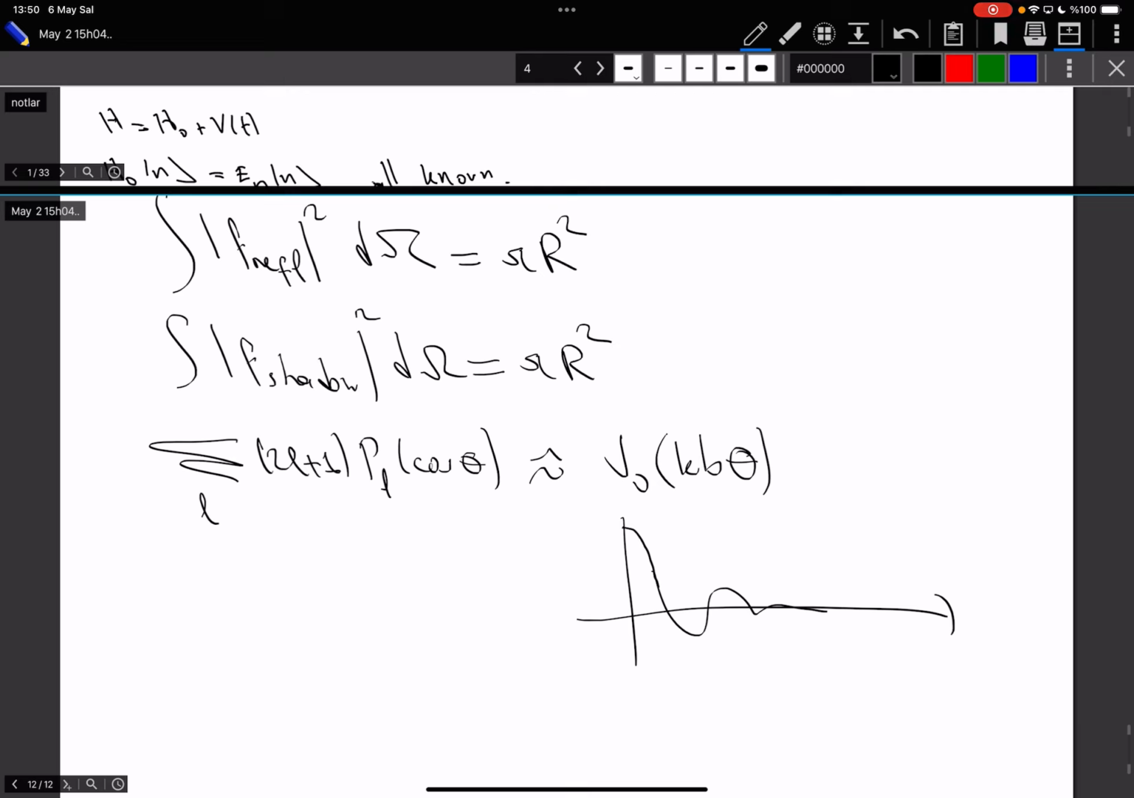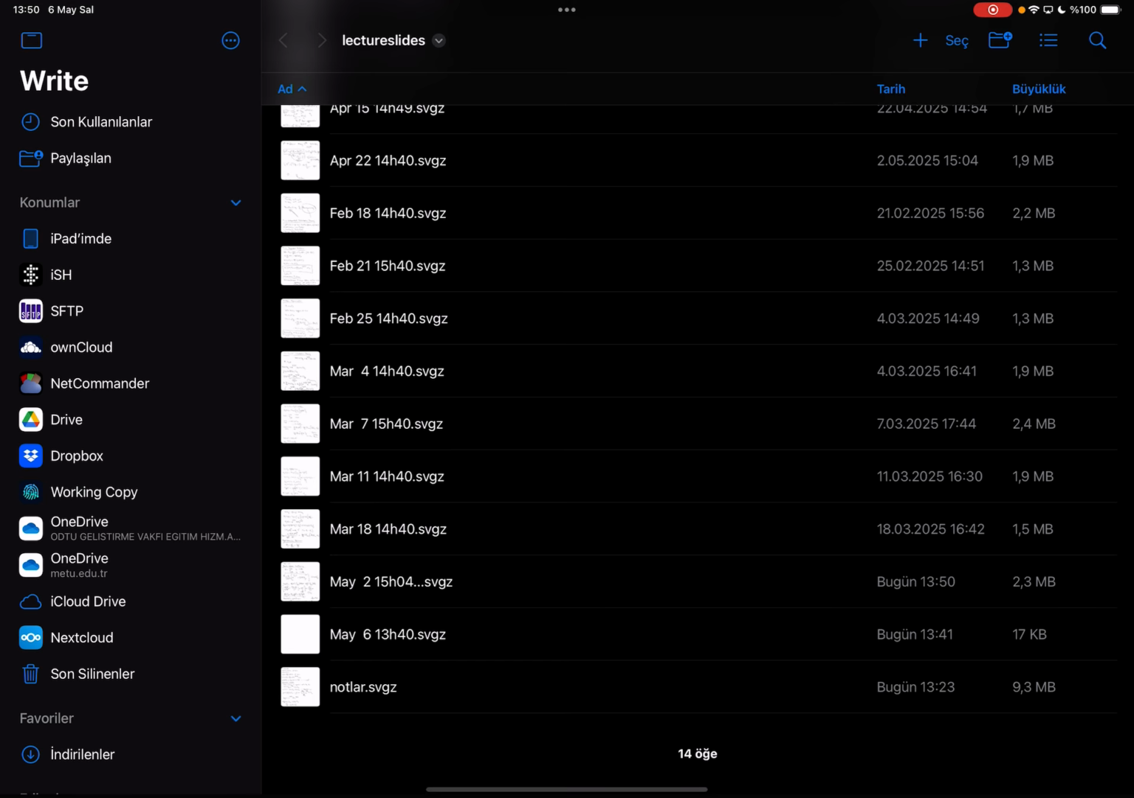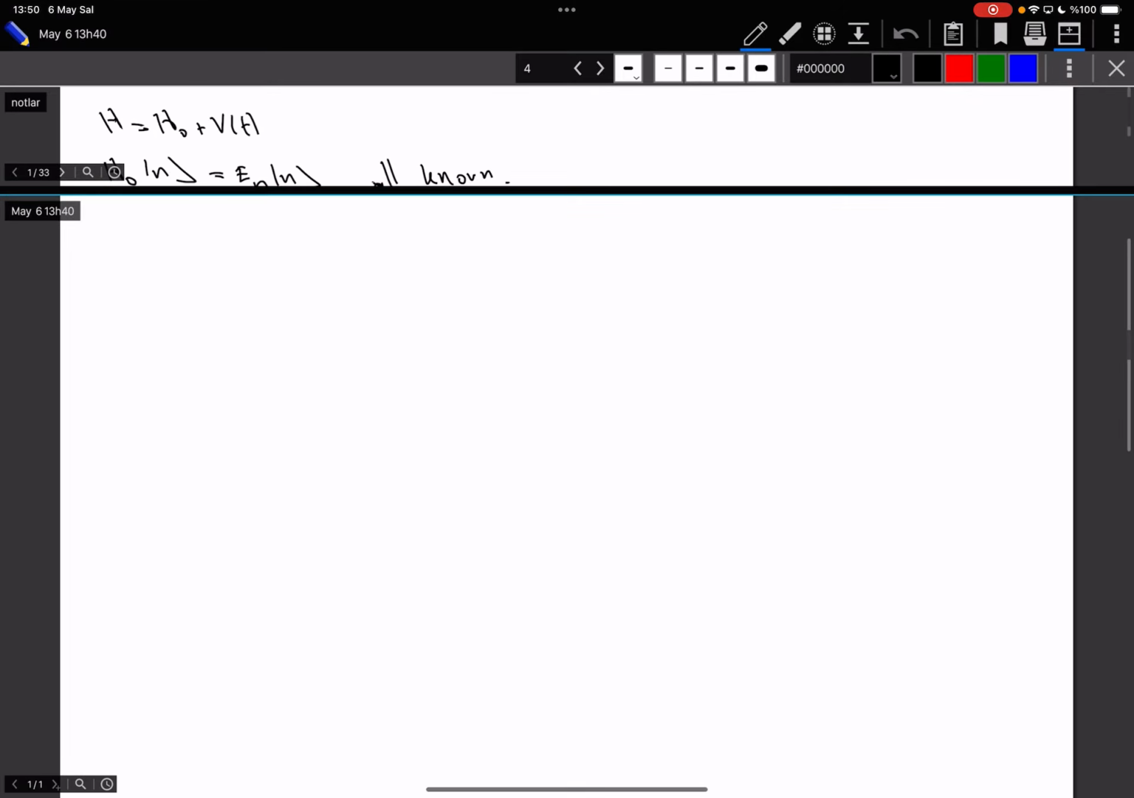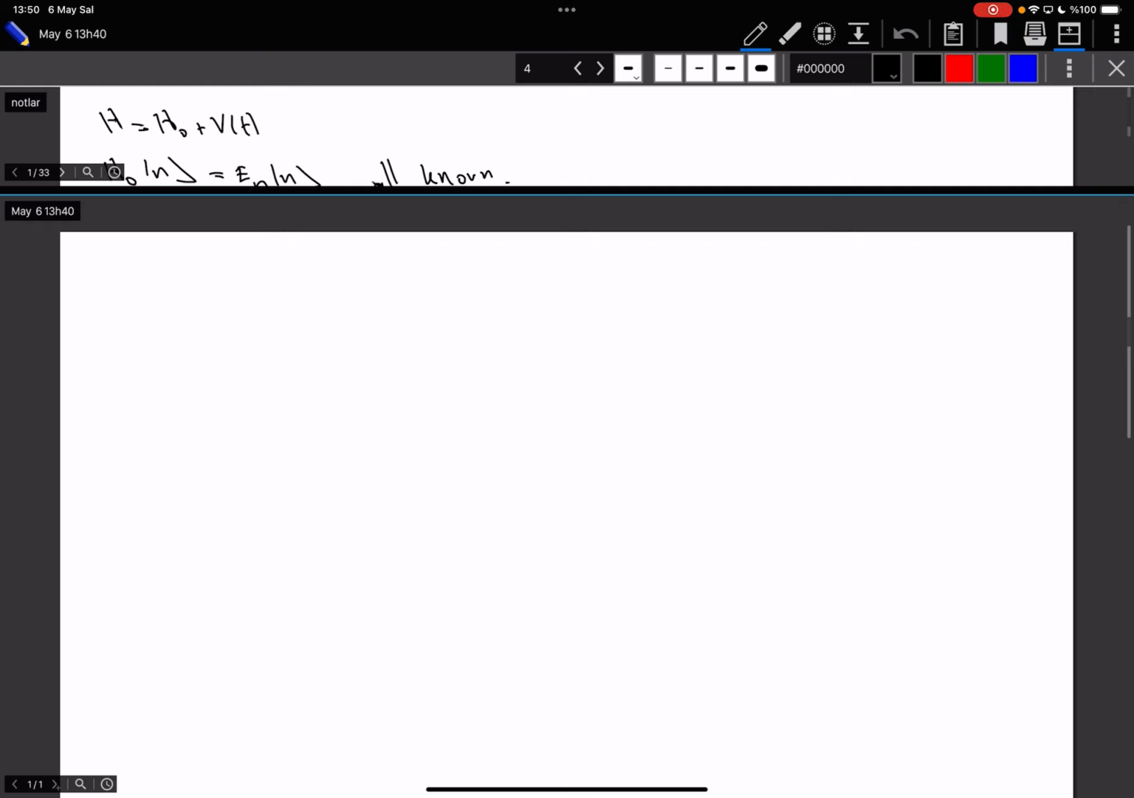Okay, as I said, I don't intend to continue too much with the scattering theory. I feel that I already lost most of you with all these scattering discussions. But there is one thing I don't want to pass without mentioning: the bound states and resonances.